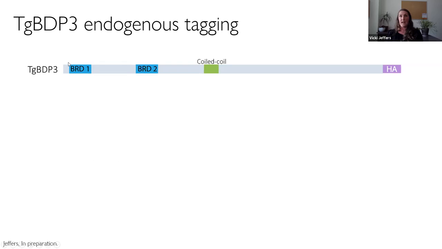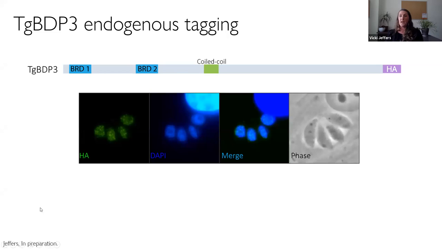And to do that, we added an endogenous tag on the protein. So we were then able to perform the subsequent experiments that we needed to do. We found that the protein indeed localized to the parasite nucleus where we would expect.